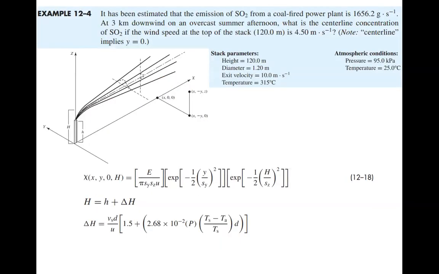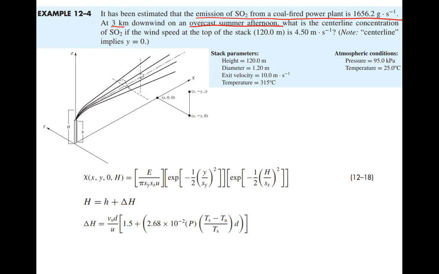Here I have an example problem from our textbook. Maybe we can just quickly go over this. You don't have to do any calculation here, but it's better that you follow this process after the class. The problem says it has been estimated that the emission of sulfur dioxide from a coal-fired power plant is around 1.6 kilograms per second. It's talking about 3 kilometers downwind of this stack, under an overcast summer afternoon.